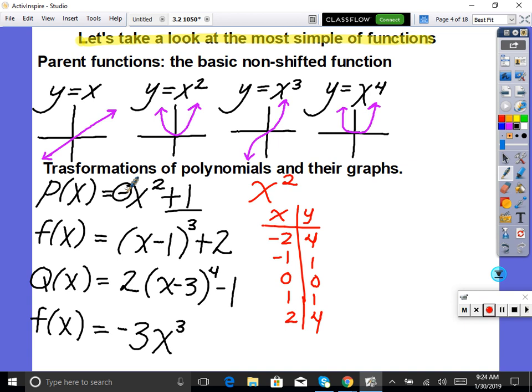A reflection over the x-axis. A reflection over the x-axis affects your y values. So you'll times your y values by negative 1. And then after that one, we add 1. And then we would write down our new xy points and graph them.